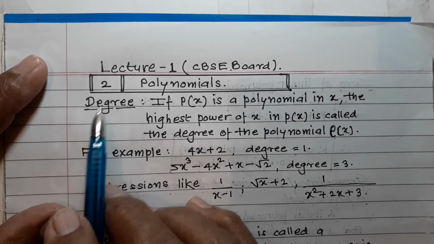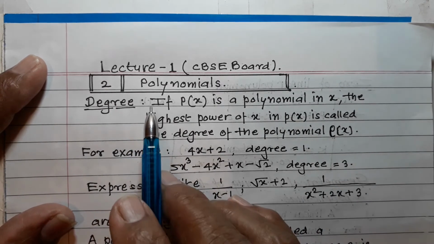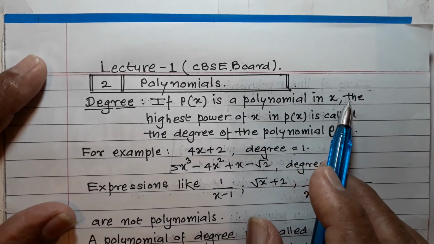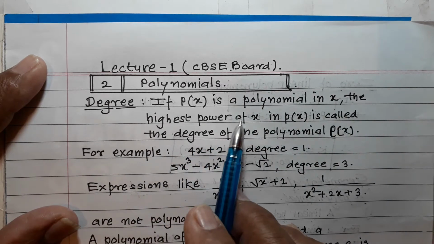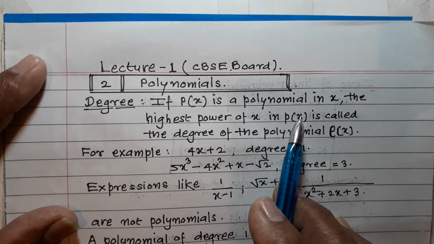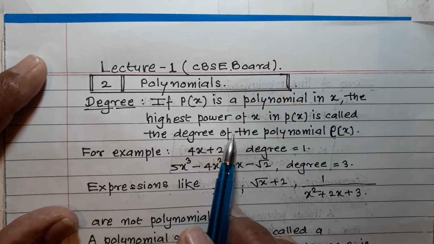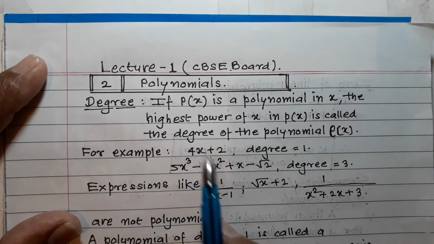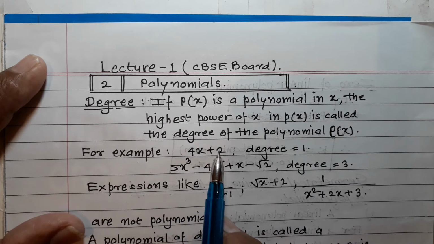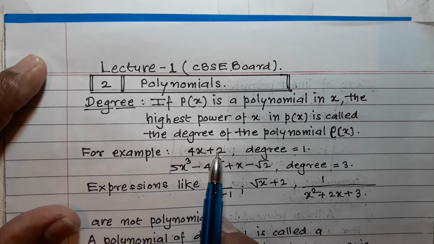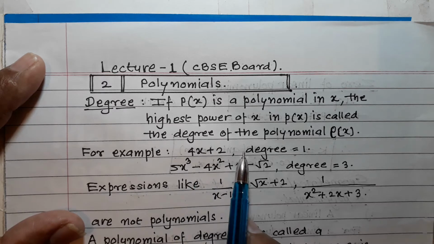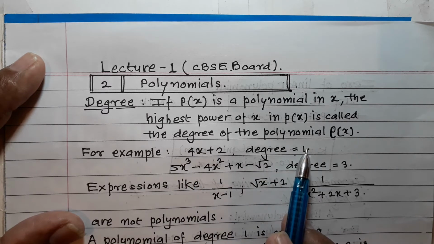Now, degree. If P(x) is a polynomial in x, the highest power of x in P(x) is called the degree of the polynomial P(x). For example, 4x plus 2 is a polynomial. The highest power of the variable is 1, and hence the degree is equal to 1.